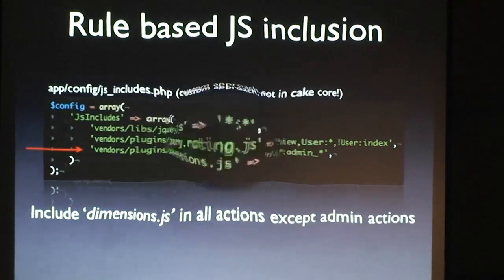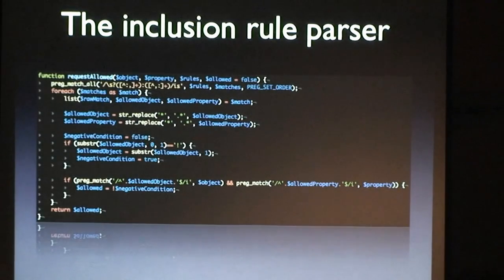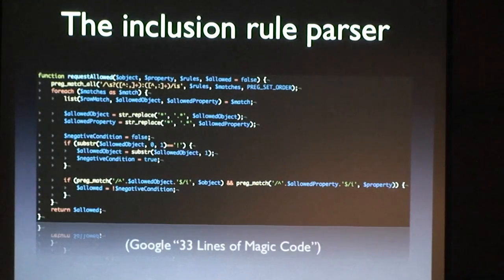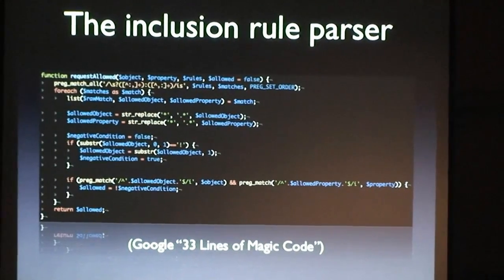If you're interested in it, this is the actual PHP function that does this rule parsing. If you want to download it, just Google for 33 lines of magic code. I published it on my blog once, but I should publish the refactored version also, because it's like 20 lines now. And I'm also going to mention a little bit of the details of this function in my talk tomorrow, because it can also be used for rights management. So you can use it to do simple ACL stuff. That's what it originally was meant for.